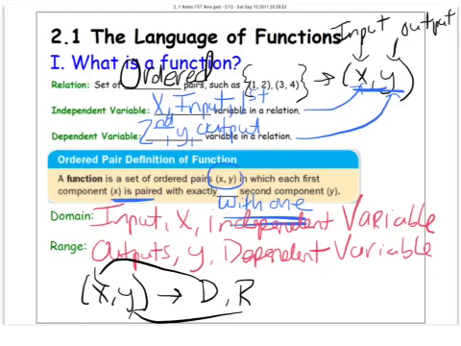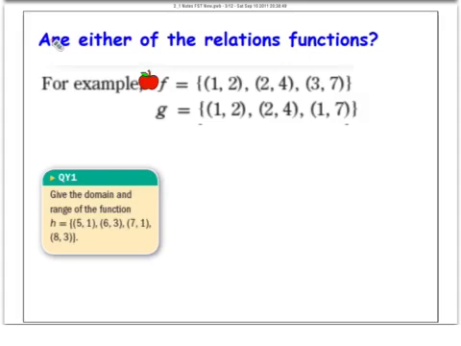Now let's take a numerical look at how you determine if a relation is a function. Now I want you to take a moment and take a look at these 2 different relations. We have the F relation and we have the G relation. I want you to pause the video and determine for me, are either one of these 2 or both of them considered to be functions? So pause the video, take a moment and determine, is F a function and is G a function?